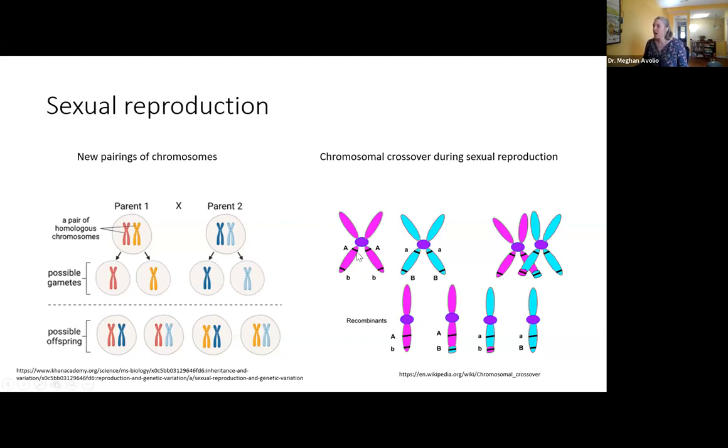Here we're looking at 2 loci and different alleles at these loci. So at locus A, we have big A and little a. At locus B, we have a different gene and it has alleles lower b and big B. When crossing over occurs, now we have a new combination of these loci and these alleles and genes on the chromosomes. And this is another way that genetic variation is generated.